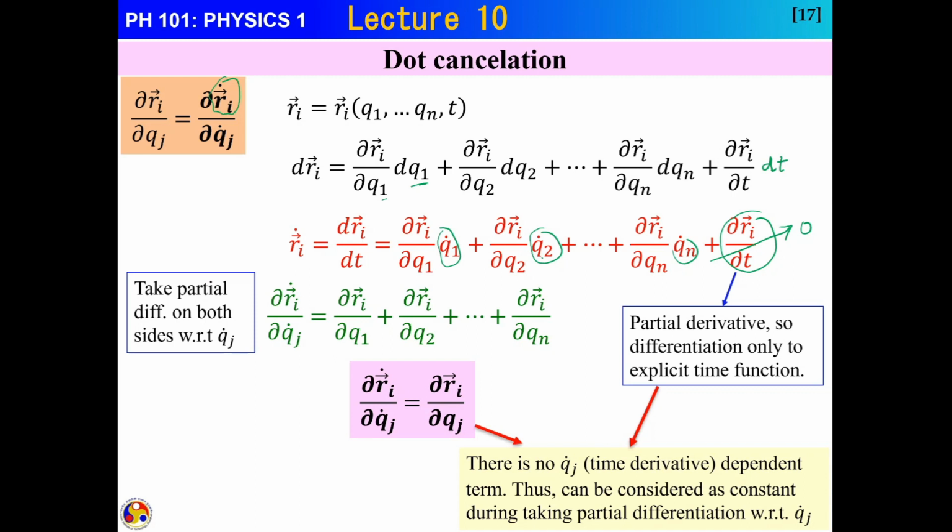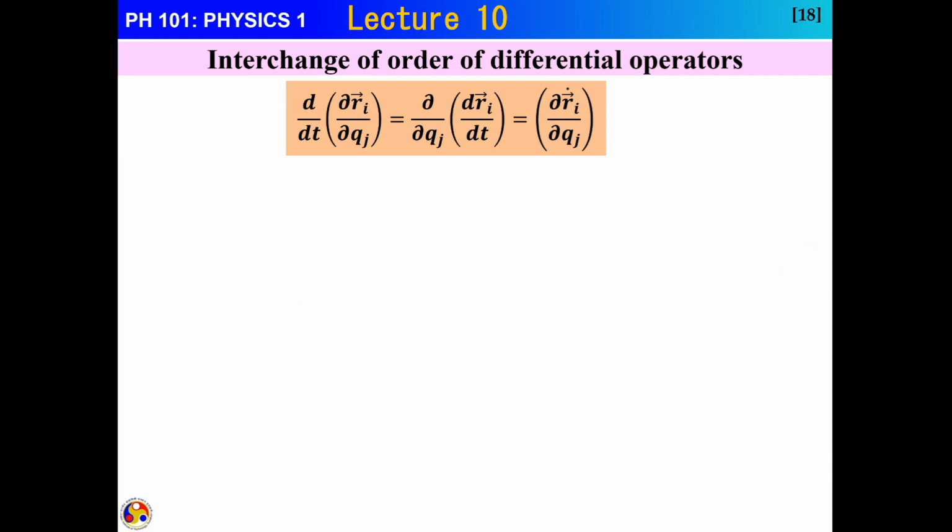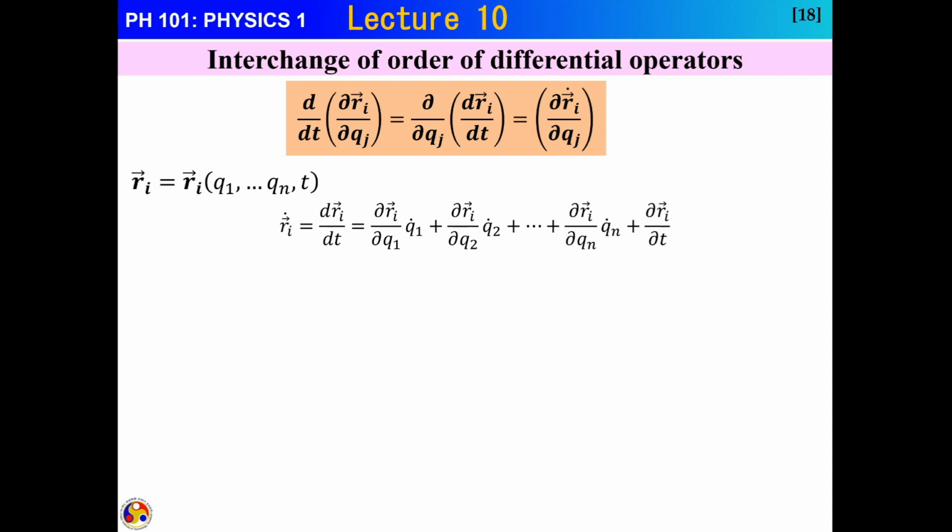So the differentiation is only for the explicit time function. You see, there is no time function there. If a time function is there, it's not possible. So under that condition, this is valid. Similarly, the second assumption that we have considered is the interchange of order of differential operators. So here the d by dt and the partial derivative dou by dou q, we have interchanged it and brought this functional form. To do the same, again we'll consider the position vector Ri and take the chain rule process for Ri, which we did just now.